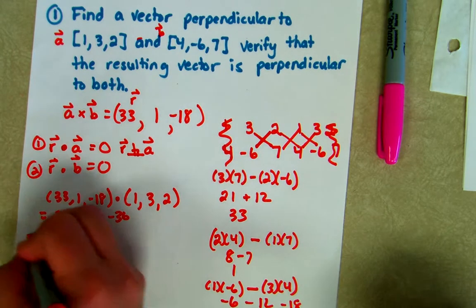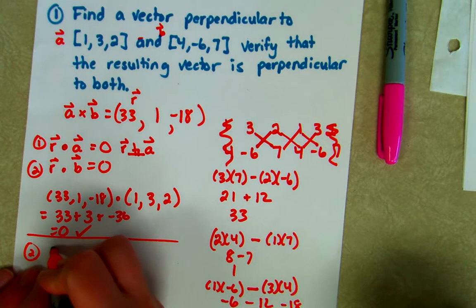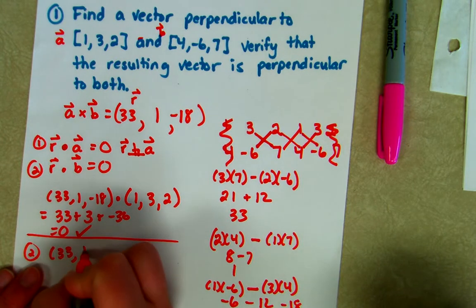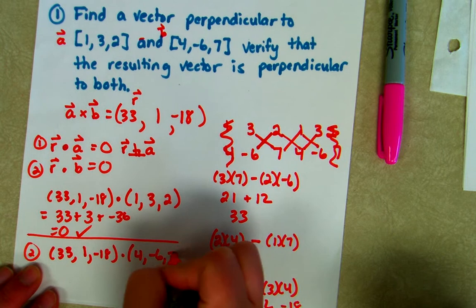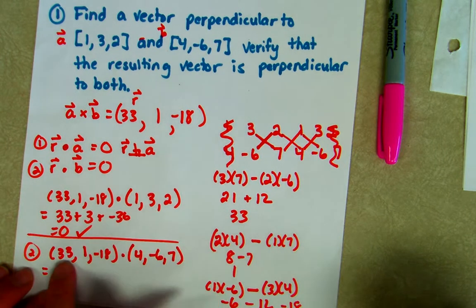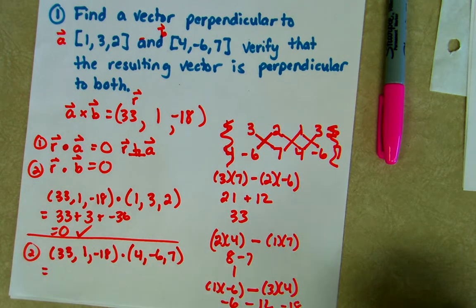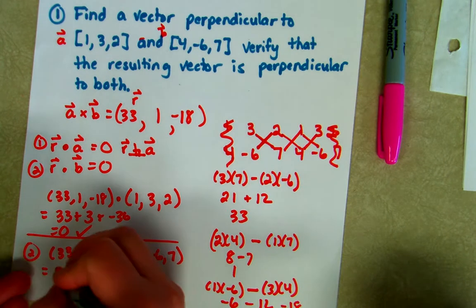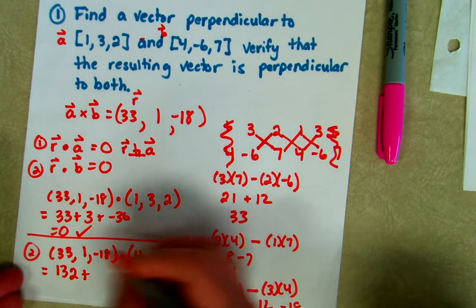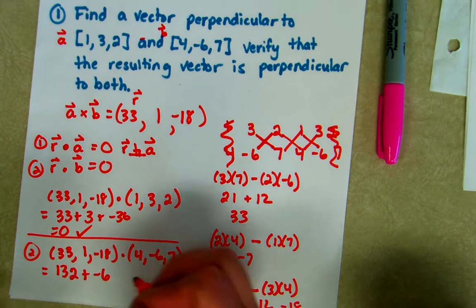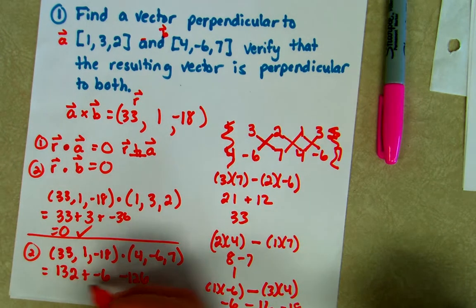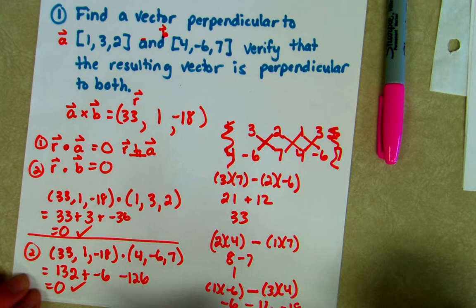Now I'm going to check to see if it's perpendicular to B by again doing R, which is 33, 1, negative 18, and dotting it with 4, negative 6, 7, and seeing what happens. So 33 times 4 is going to be 132. I'm just going to verify that. Yep. 1 times negative 6 is negative 6, and negative 18 times 7 is negative 126. I put those together, I do indeed get 0.